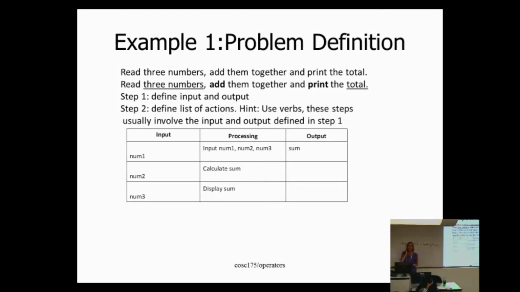Okay, so let's now try taking an IPO and writing the code. Let's do it, okay? So I've given you this problem. I think it was in one of the first ones where we input 3 numbers. So we've already got the num1, num2, num3 as the input. I want you to output the sum. The steps are input num1, num2, num3, calculate sum, display sum.